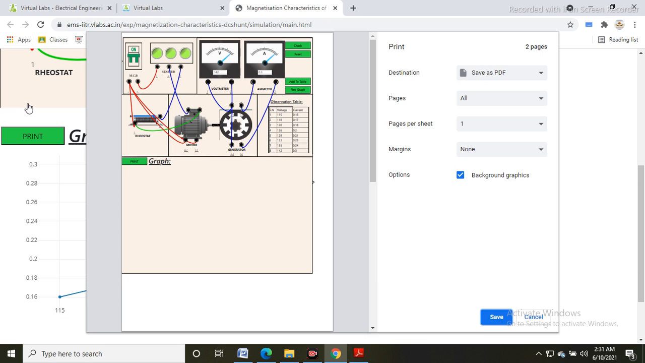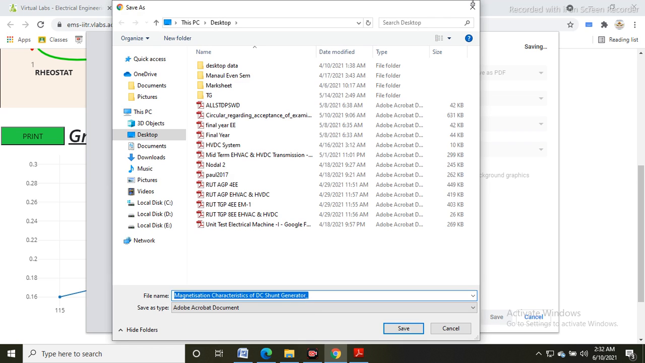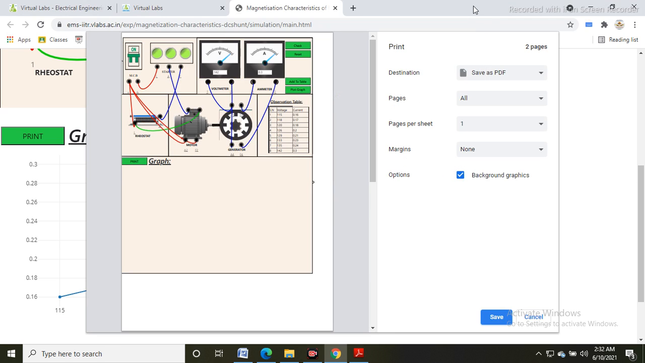So you can save all the connections. I will save it as per my provision, and we can also refer to this further.